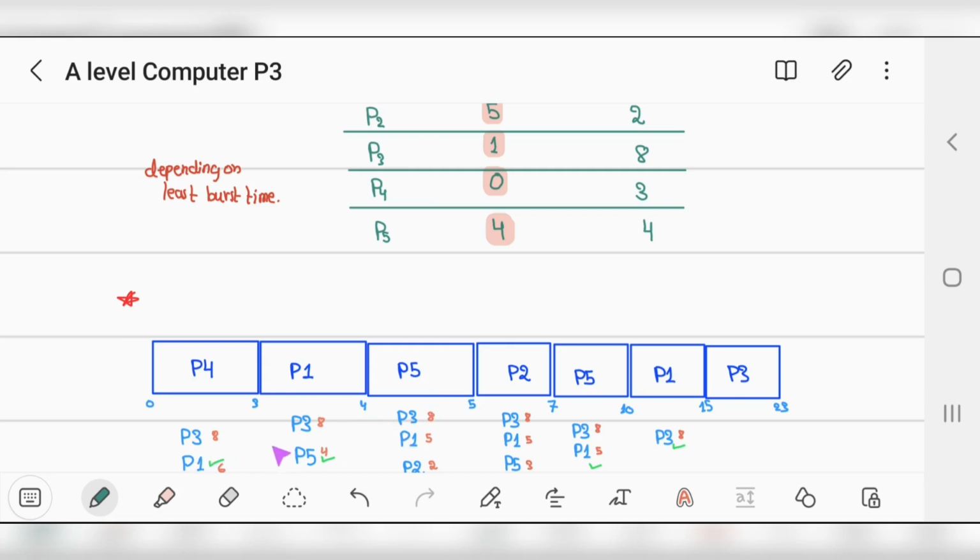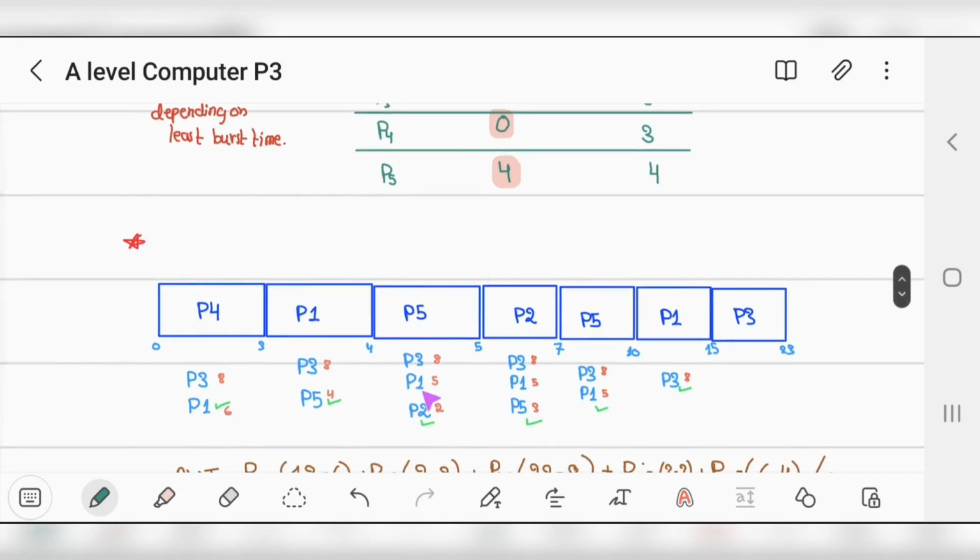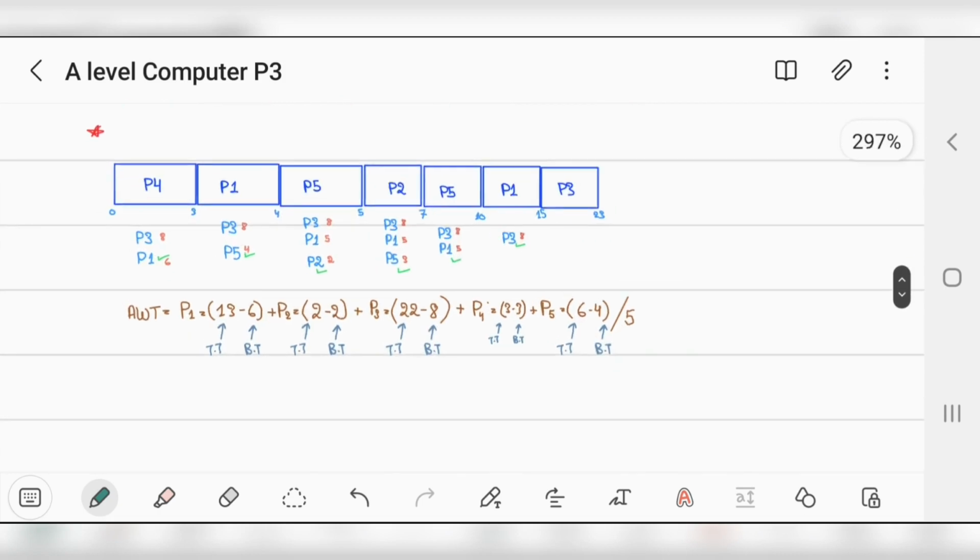After 1 second P2 came, and P2 has a 2 second burst time, P1 has 5, P5 has 3, and P3 has 8. So 2 versus 3, and 2 is the least. So this is how it works.